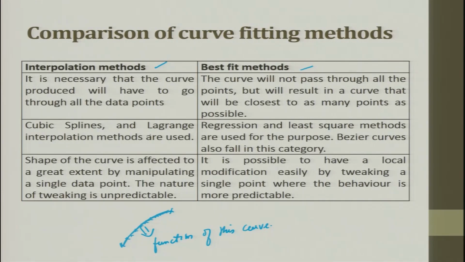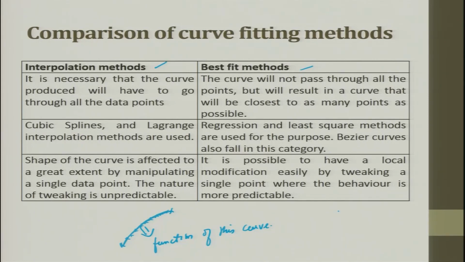Cubic spline and Lagrangian interpolation methods are used in interpolation. The shape of the curve is affected to a great extent by manipulating a single data point. The nature of tweaking is unpredictable. So, these are the points for interpolation.